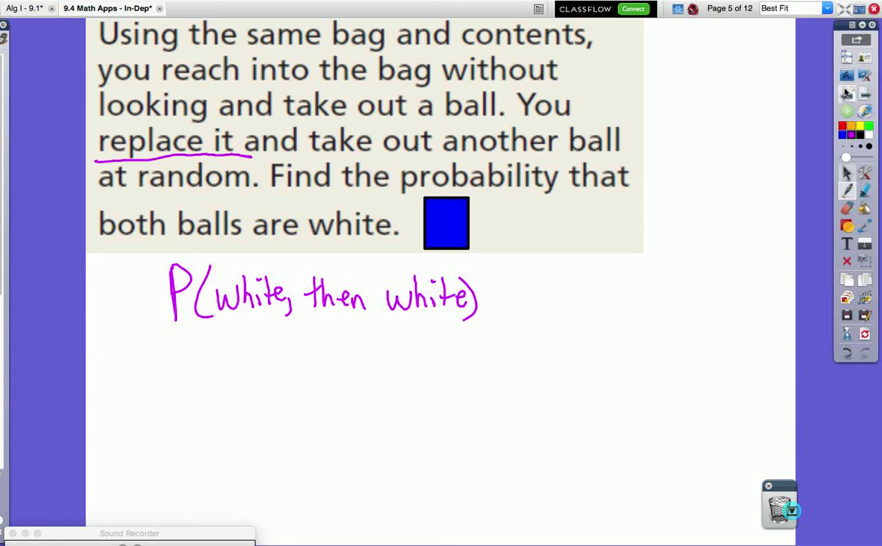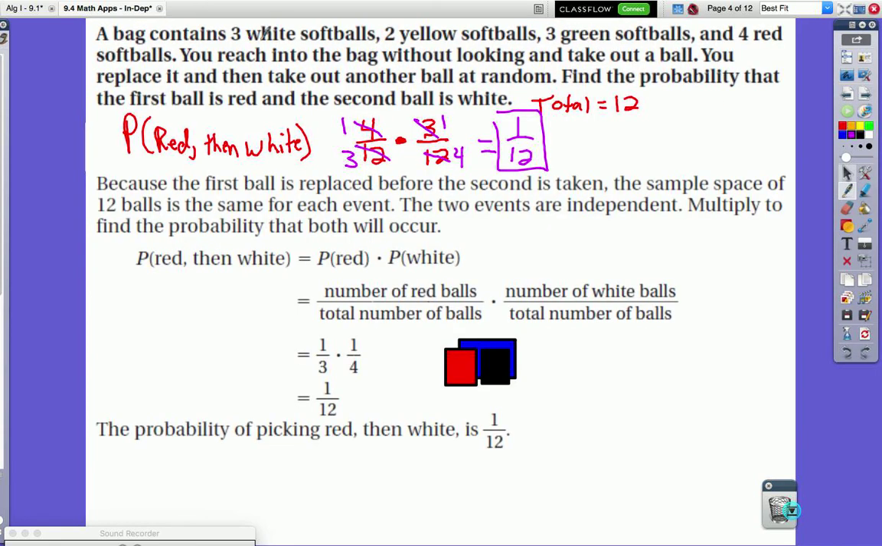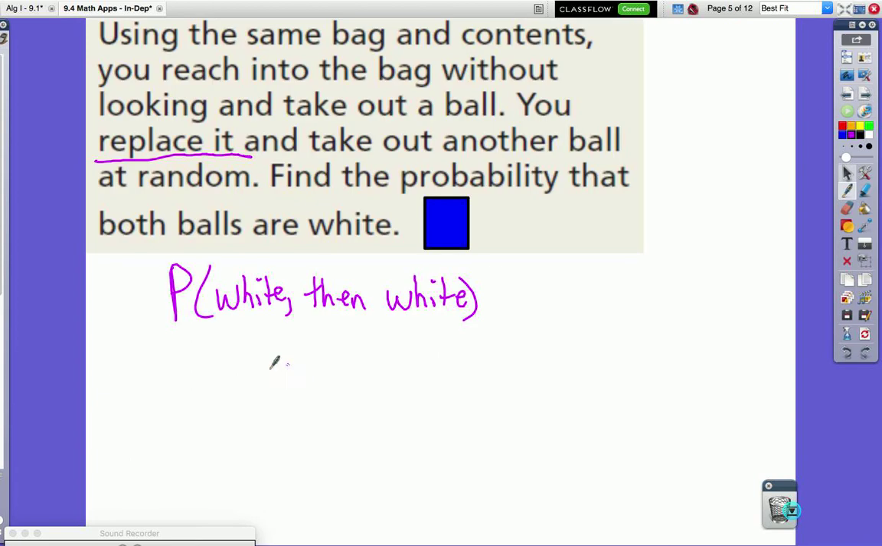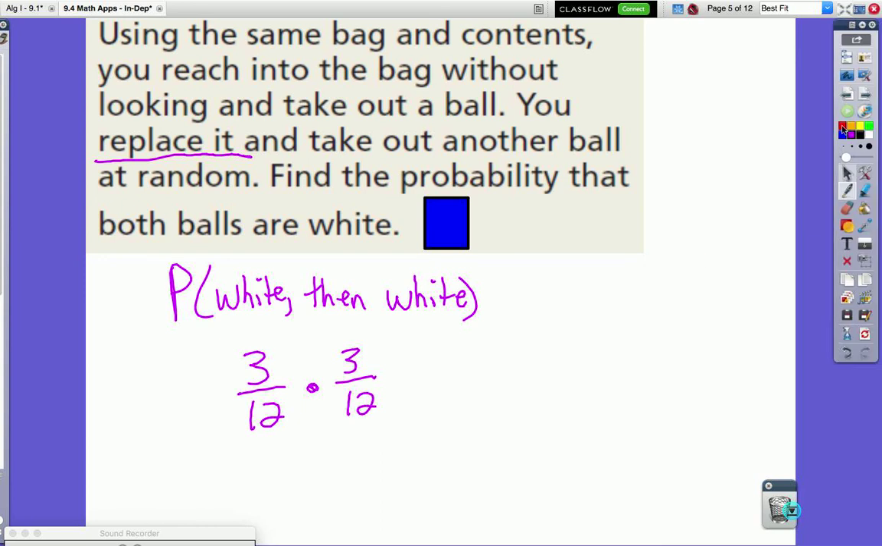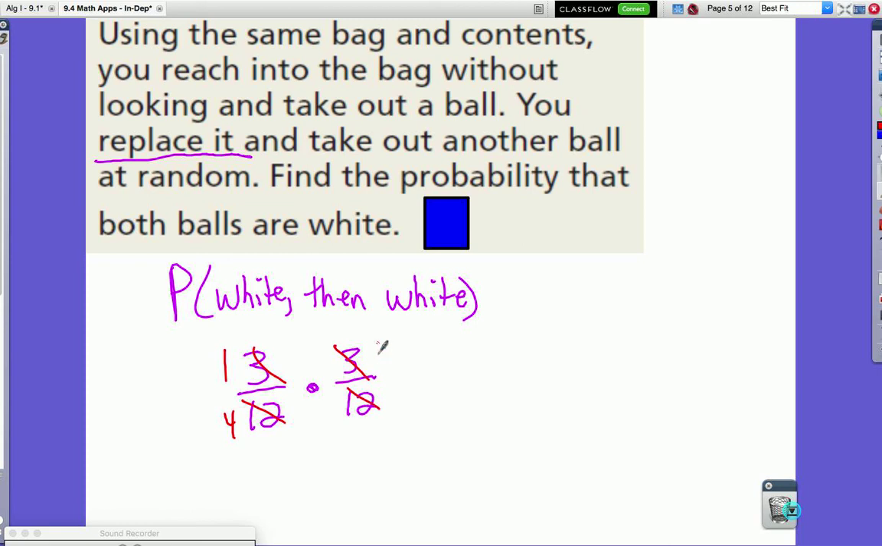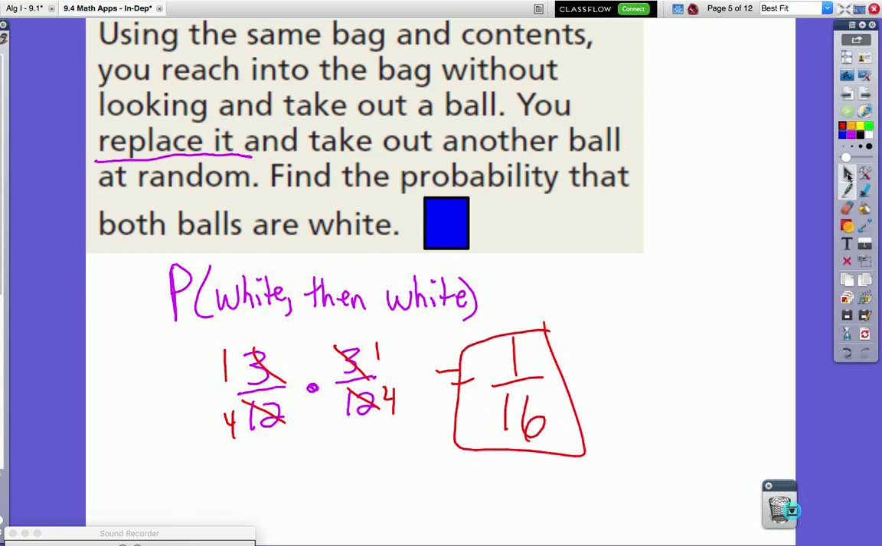So again, if we look back, there are 3 white softballs. That means we have 3 out of 12 chances of getting a white one. Once we get a white, we multiply it, and we want to see if we get another white. That's 3 out of 12 again. So we can cross cancel or simplify. 3 goes into 12 4 times. Both of them are 1 over 4. Multiply straight across. 1 times 1 is 1 over 4 times 4, 16. 1 out of 16 chance. You'll leave all your answers as fractions today.